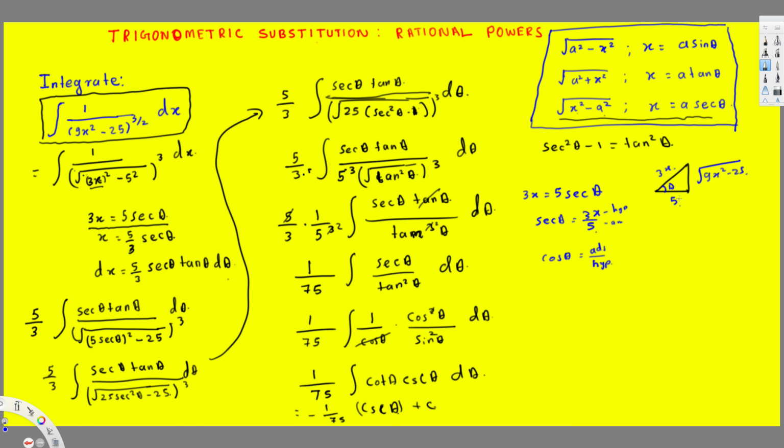Now we can write everything in terms of x. So we have minus 1 over 75 cosec theta, reciprocal of sine theta. So that's going to be hypotenuse over opposite, right? So hypotenuse is 3x over square root of 9x square minus 25 plus constant, and that is our final answer.